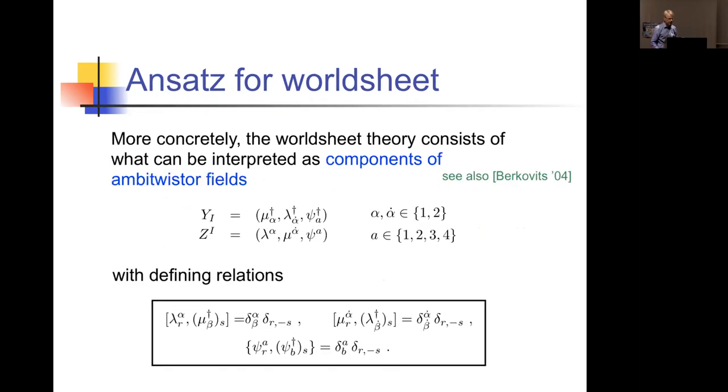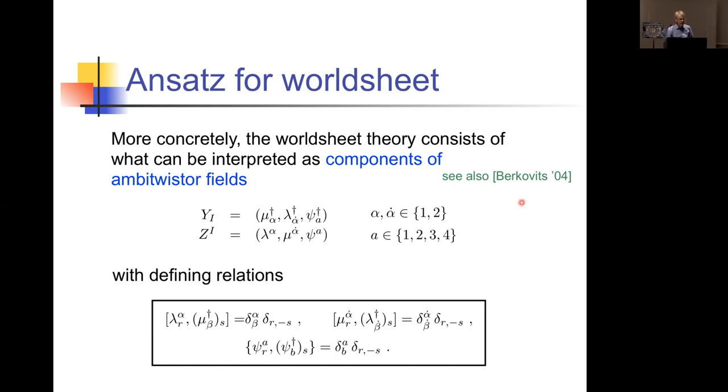Now, how does this work more explicitly? So the worldsheet fields are the following fields. They're the y's and the z's. So alpha and alpha dot are spinor variables with respect to an SU(2). So you have two of these, two of these, two of these, and two of these. So these are your 8 symplectic bosons. And A is a vector index with respect to SU(4). So you have 4 of these and 4 of these. And they satisfy the standard free field commutation relations. The fermions are just the standard fermions, and the symplectic bosons are just 2 pairs of what we had before. And obviously, the alpha guys talk to the alpha guys, and the dotted guys talk to the dotted guys.